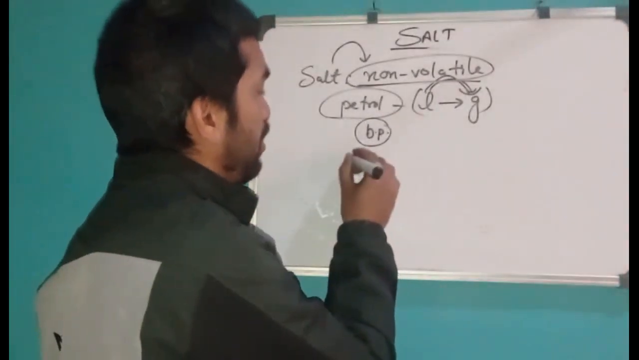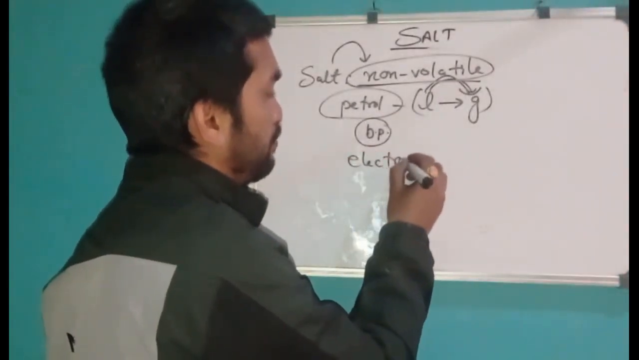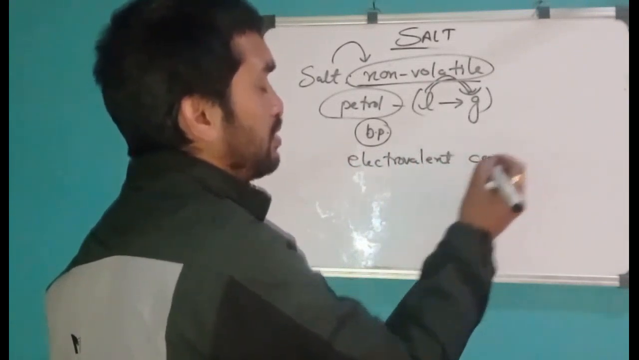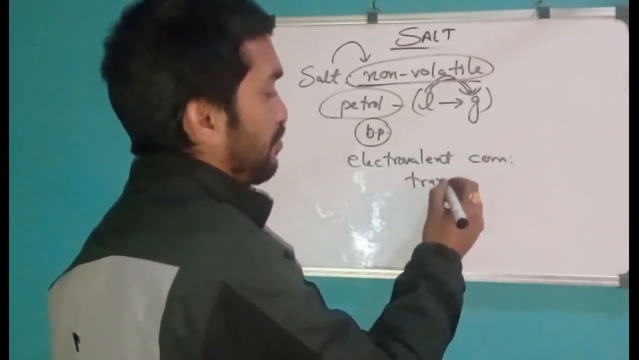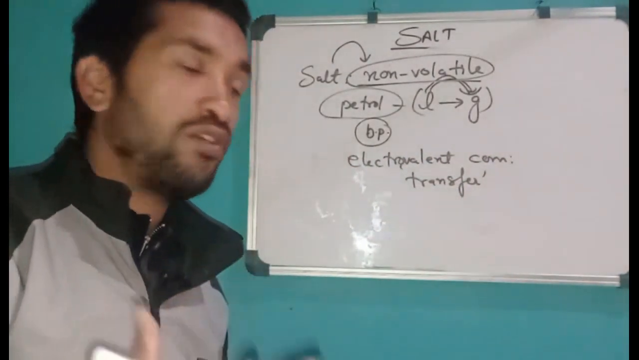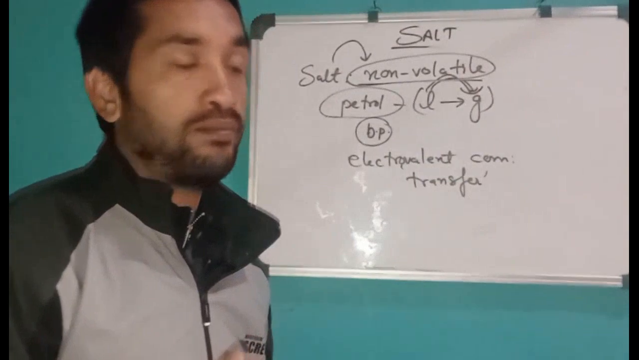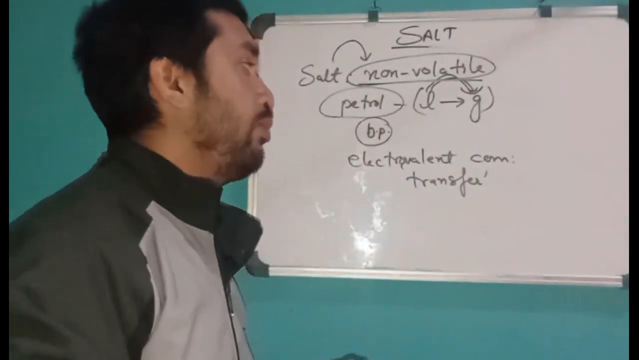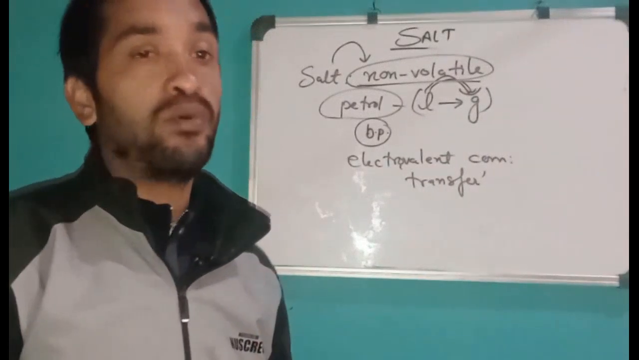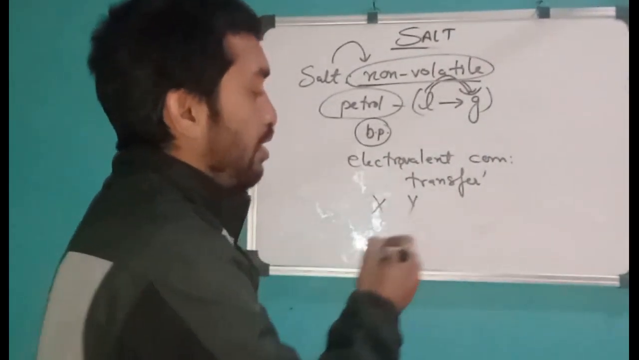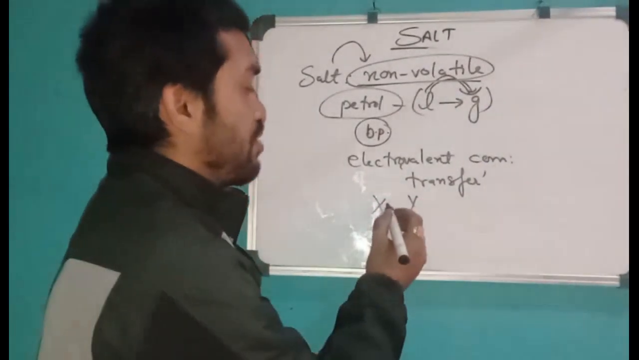Second part is they are electrovalent compounds. Now what is electrovalent? Electrovalent compound simply means formed by transfer of electron. One is sharing of electron, that is covalent bonding. One is transfer of electron, that is electrovalent bonding. Third type of bonding is dative bond or coordinate bond, where suppose it's X and Y, so only one is transferring electron.